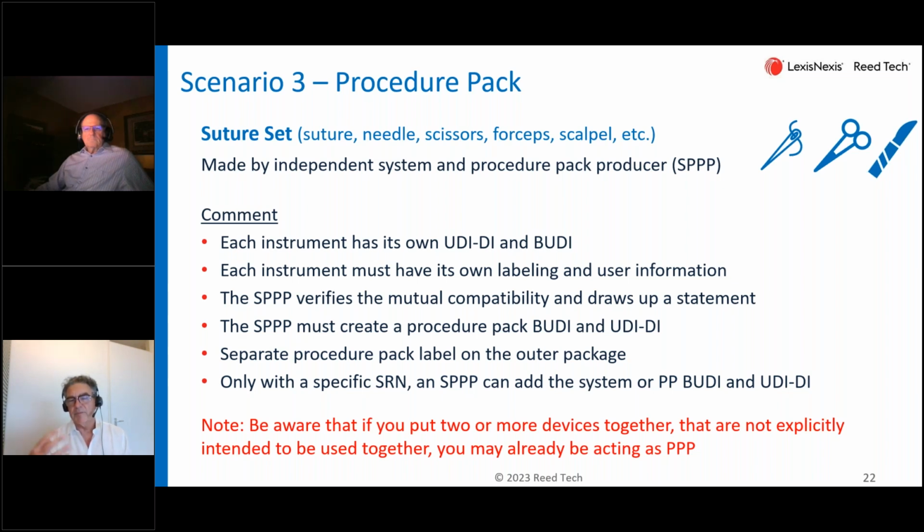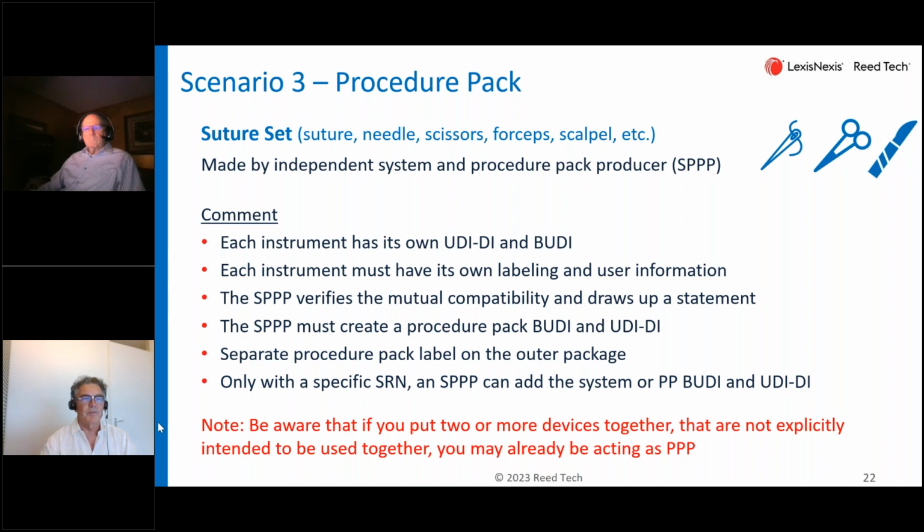So you must add a specific procedure pack label on the outer packaging, while the original devices keep their own labeling. You can only do that if you have a specific single registration number within the UDI database. So if you're a normal manufacturer or importer or whatever, you cannot add the procedure pack UDI. You have to have a single registration number identifying you as a system and procedure pack producer.